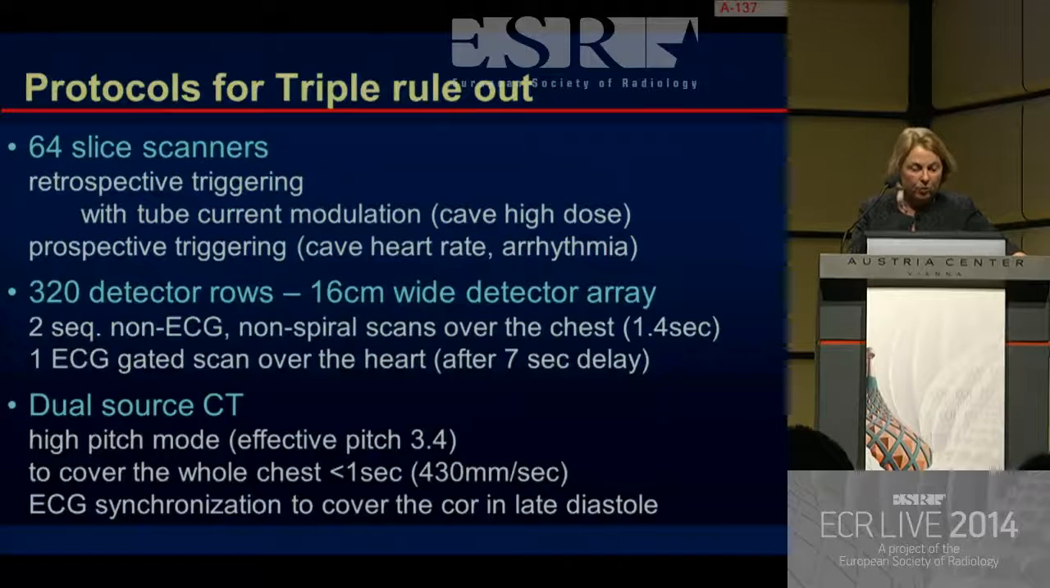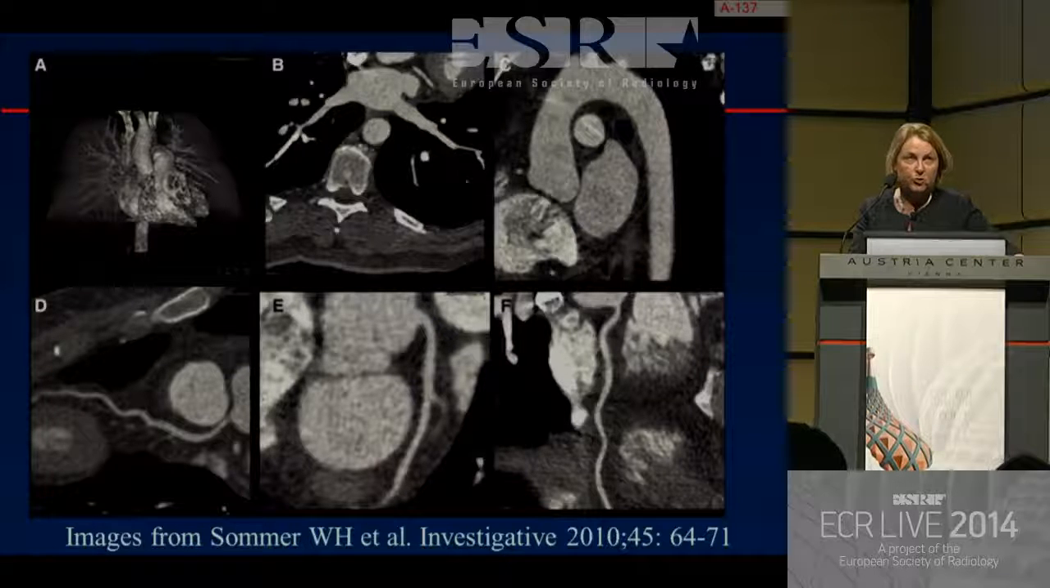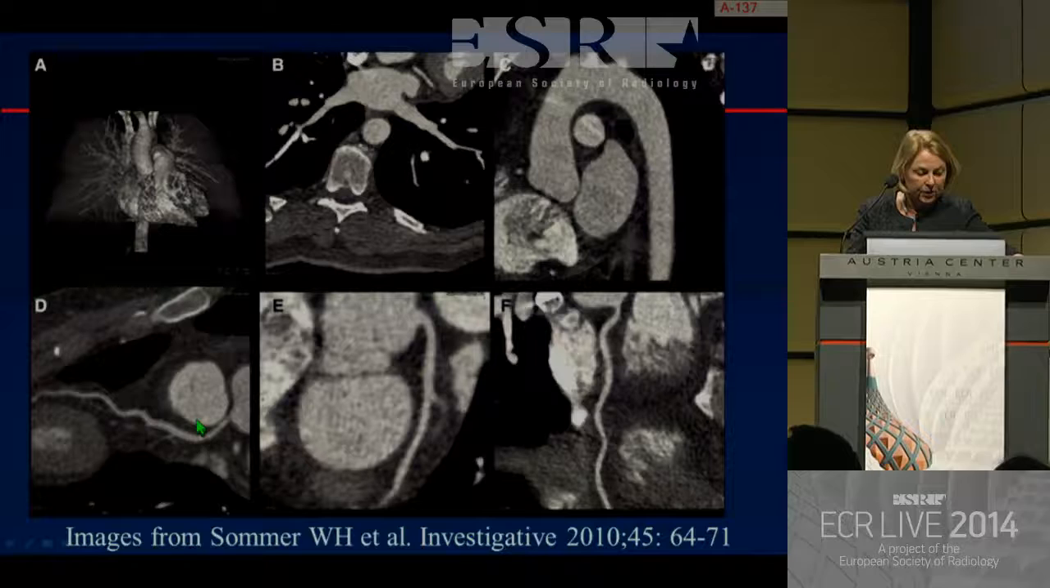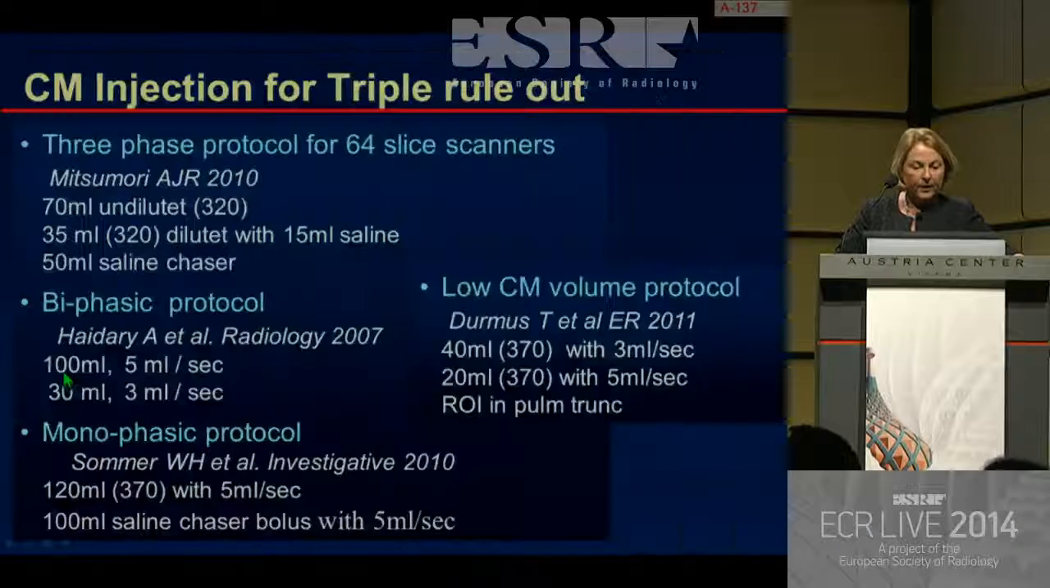If you have another more modern dual-source CT scanner, you can use a high-pitch mode with an effective pitch of 3.4 to cover the whole chest in less than 1 second. And you do that with ECG synchronization to cover the core in the good phase in the late diastole. And these are images from the literature, different images using modern scanners, just to show you that these protocols are indeed able to give you a very good and absolutely sufficient contrast for evaluation of the aorta, of the pulmonary arteries, and of the coronaries, as you can see here. And later on I'll show you more pictures.